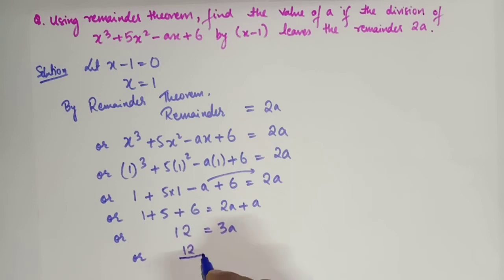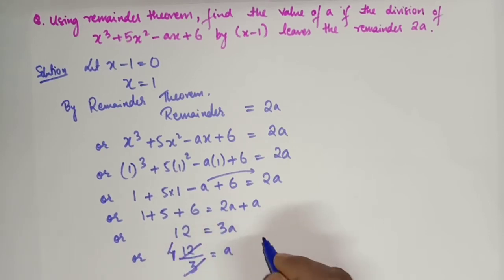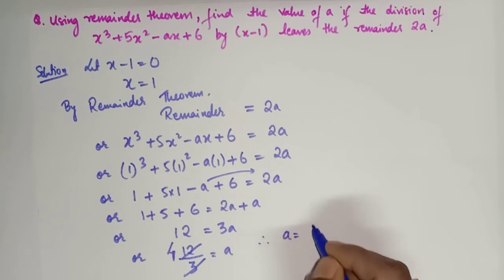Now what will I get? 12 equals to 3a. This is multiply. So multiply, when it goes that side, it will divide. 12 by 3 equals to a. So this will get cancelled. So what will I get? 3 1s are 3. 3 4s are 12. So therefore, I got a is equal to 4. So this is my answer.